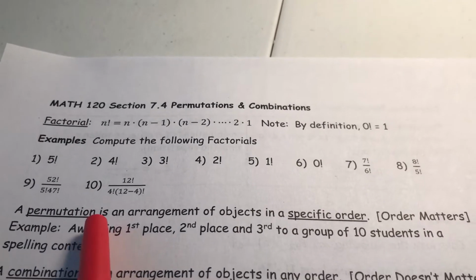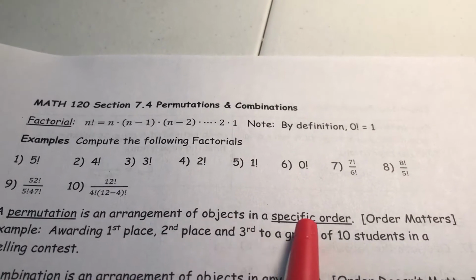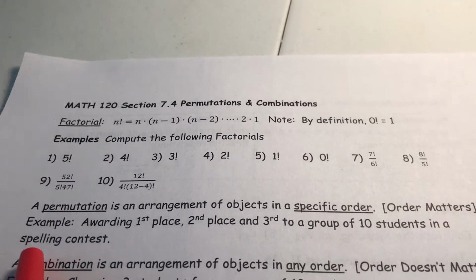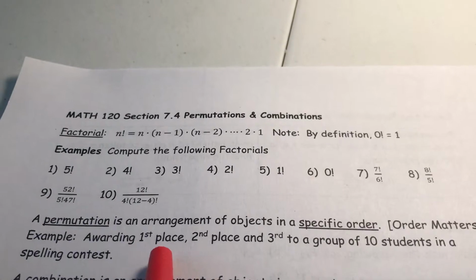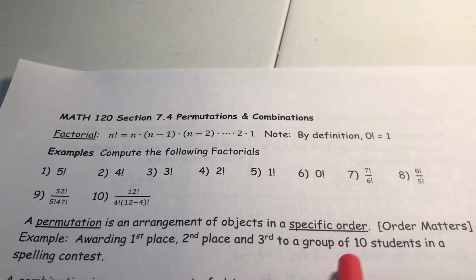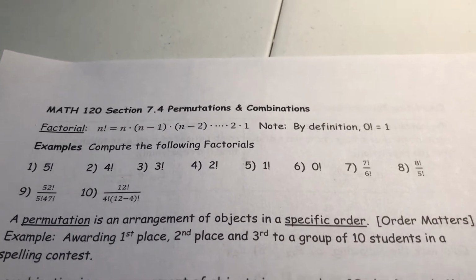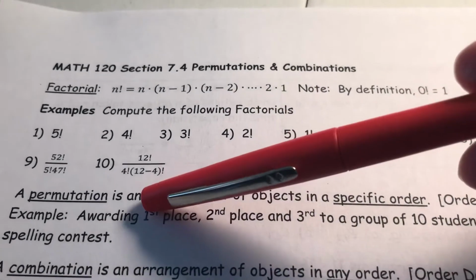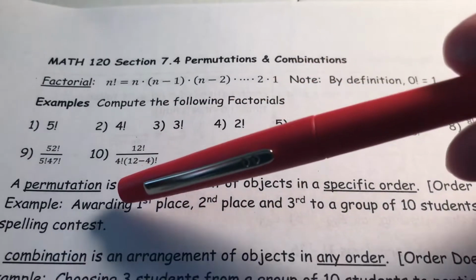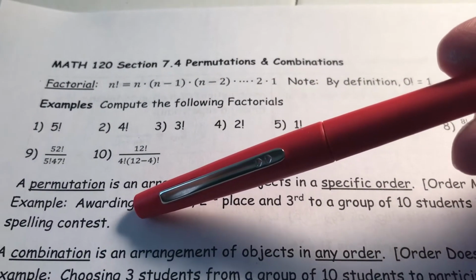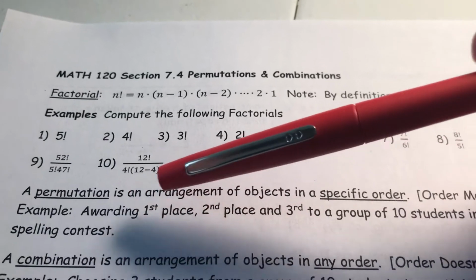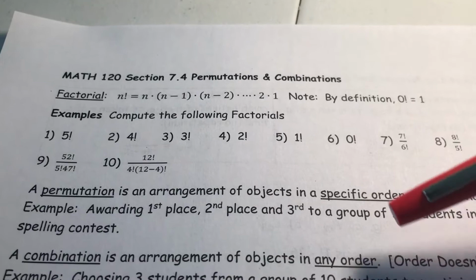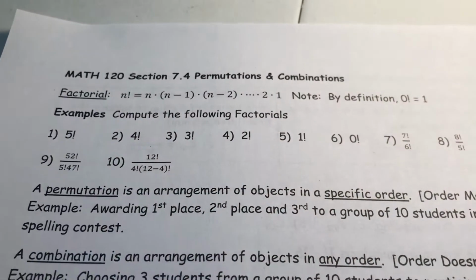A permutation is an arrangement of objects in a specific order. And what we say is that order matters. For example, awarding a first place, second place, and third place to a group of 10 students in a spelling contest. The order matters because I'm sure if you awarded the first place randomly instead of to the actual first place winner, that first place winner would not be too happy. So this is kind of a ranking. Whenever you have a rank or a ranking, a permutation is what we're looking at.